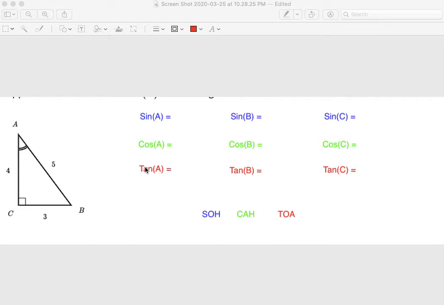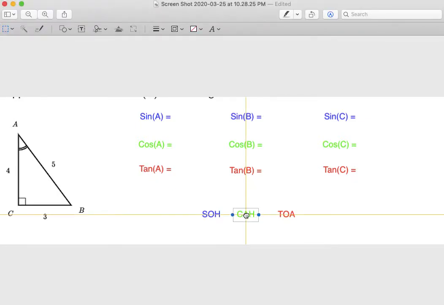The way that we remember the ratios is through this acronym called SOHCAHTOA. SO stands for sine, because sine is going to be the ratio of opposite divided by hypotenuse. C for cosine is going to be the ratio adjacent divided by hypotenuse. And TOA, the tangent, is going to be equal to the opposite divided by the adjacent.